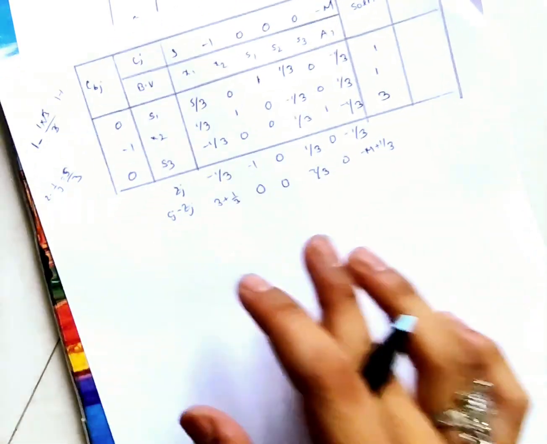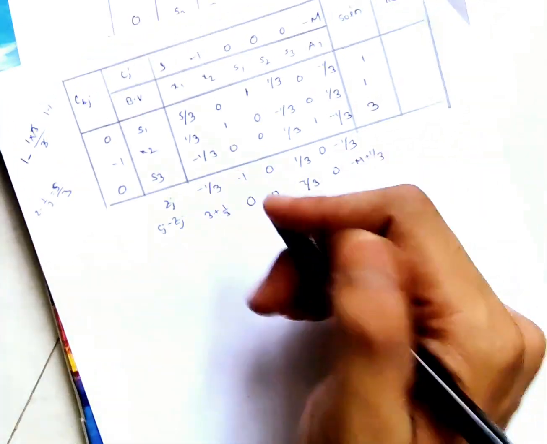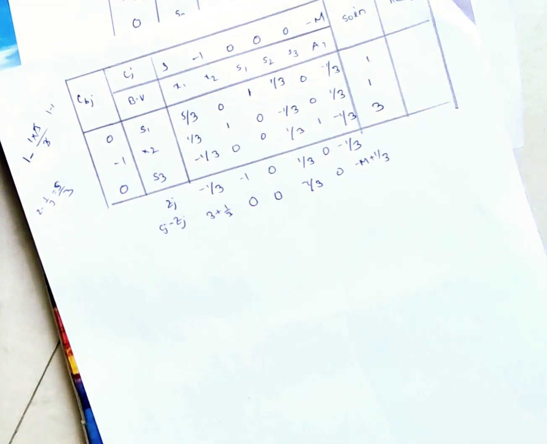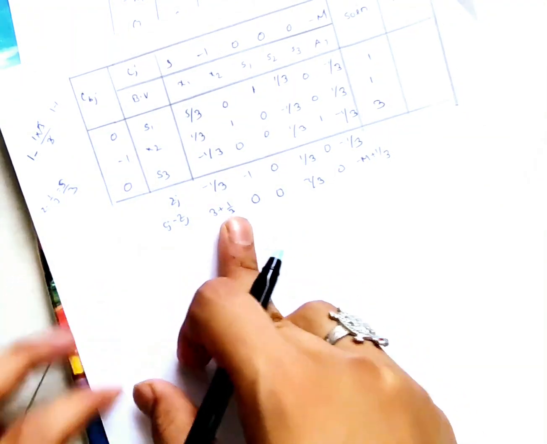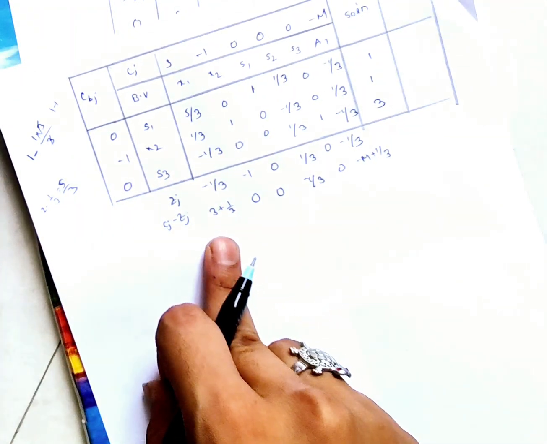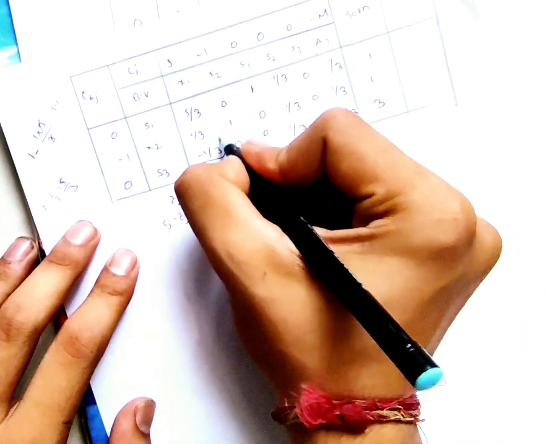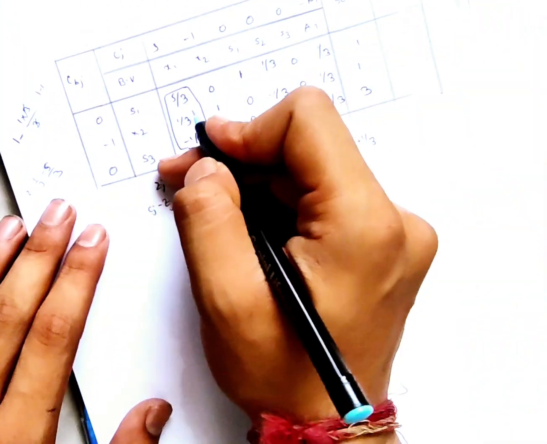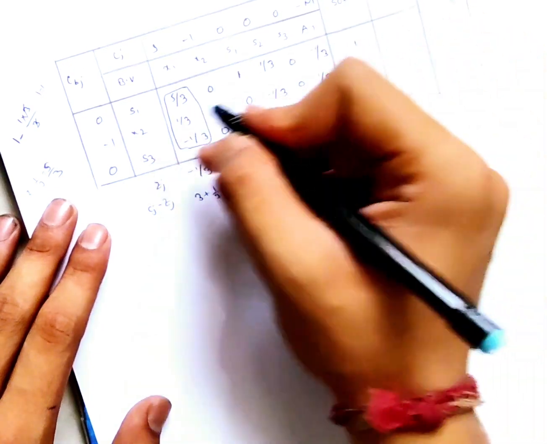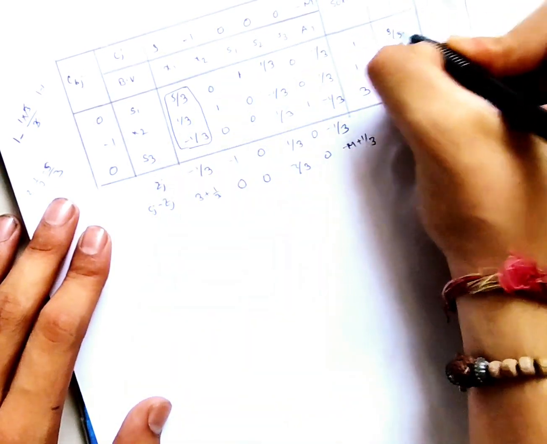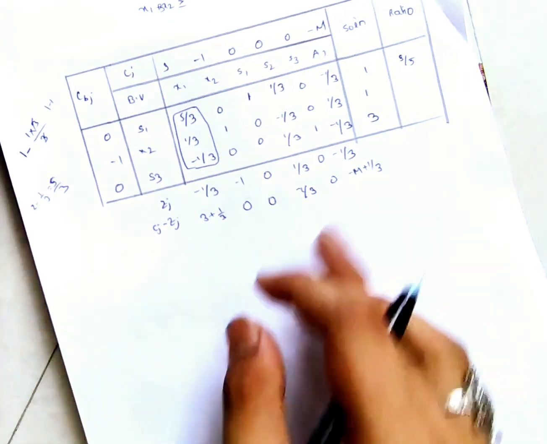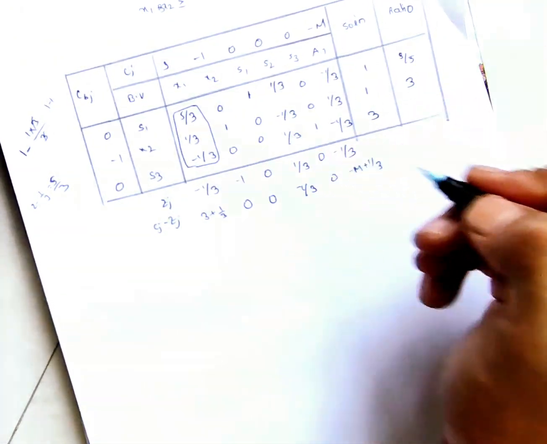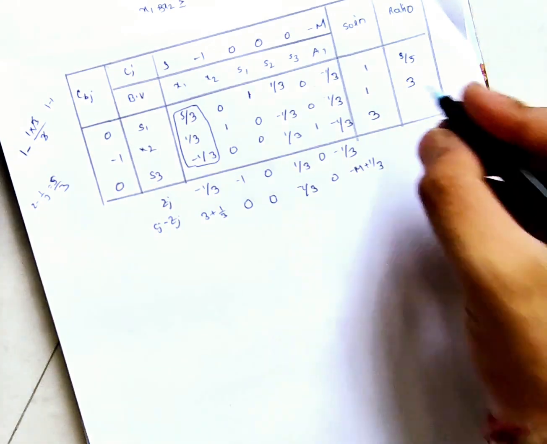After that, what do we have to do? The Cj minus Zj value should be less than or equal to 0, right? Here it is not, it is greater than 0. So this will be the key column. After finding the key column, we should find the ratio. 1 by 5 by 3 is 3 by 5, and 1 by 1 by 3 is 3, and 3 by minus 1 by 3 is minus 9.